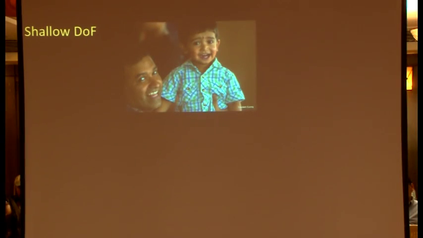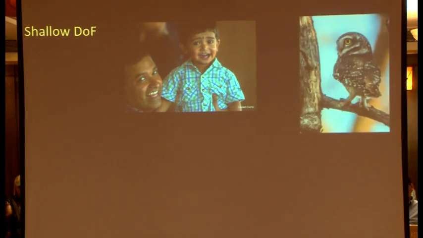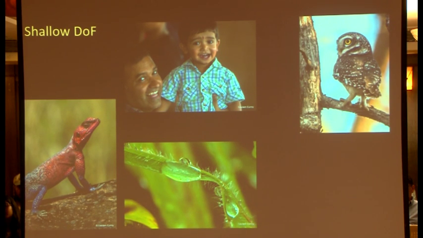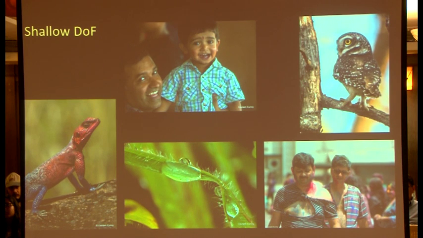Shallow depth of field, as I said, is used for portraits, birds, wildlife like this, where the background is blurred completely, macro, very, very close-ups, or even candid photos. Recognize them? That's Manoj and Shailendra.